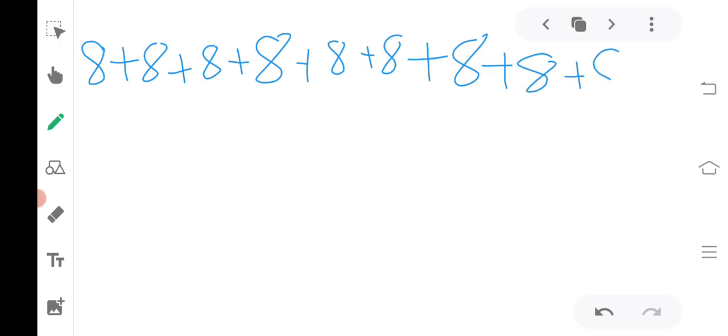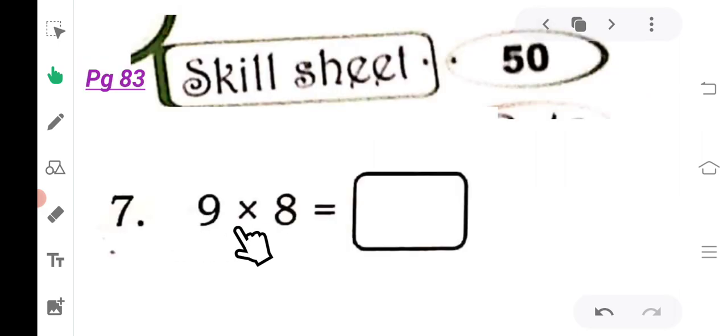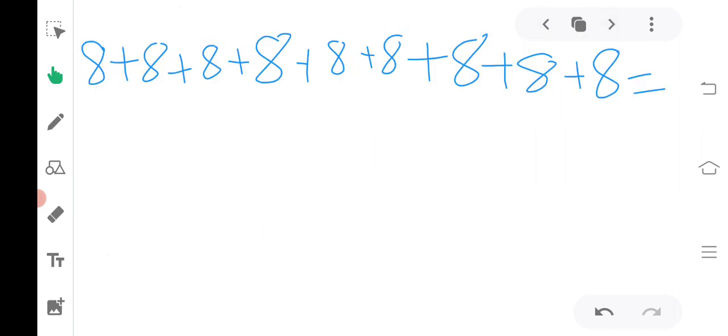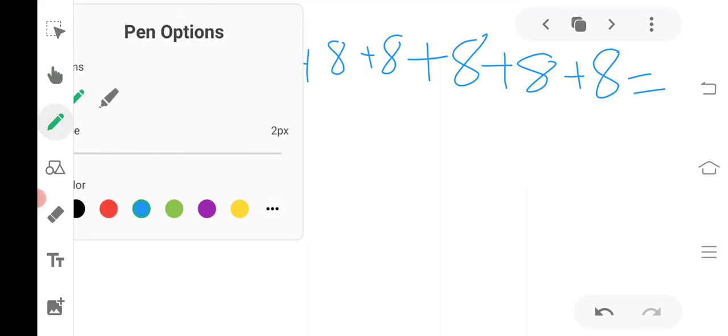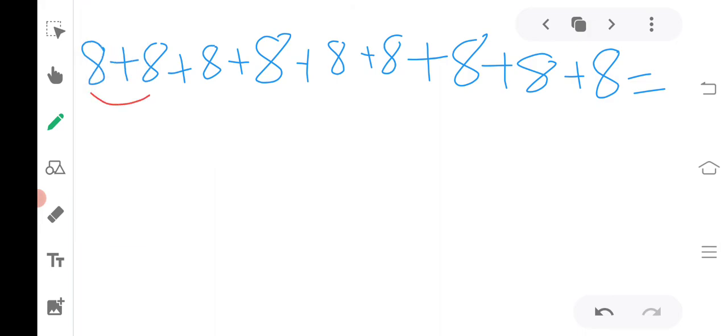9 times 8 equals how much? See, count 1, 2, 3, 4, 5, 6, 7, 8, 9. 9 times 8. If you know the table of 8, it is not given in the syllabus, but if you know the table of 8, you can easily write. Otherwise you can add. How you will add? Like this. First two numbers.